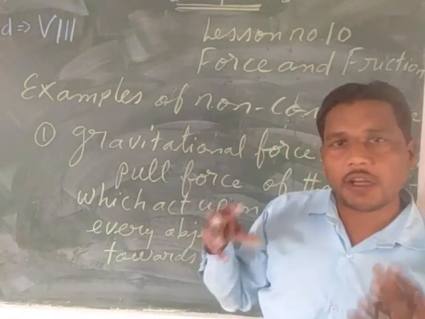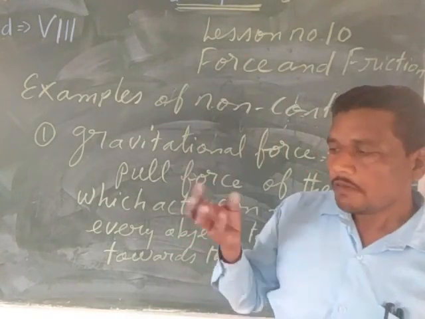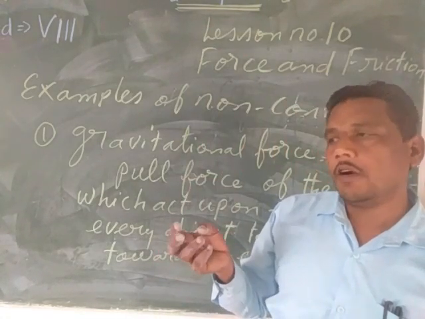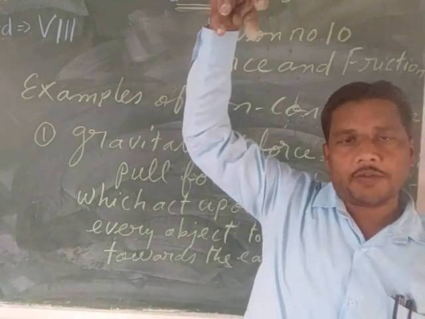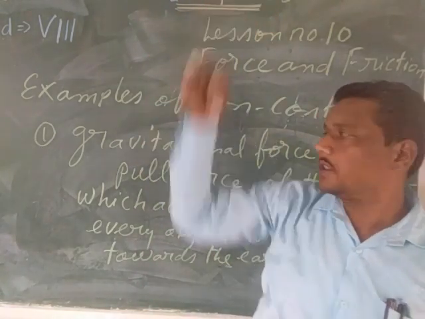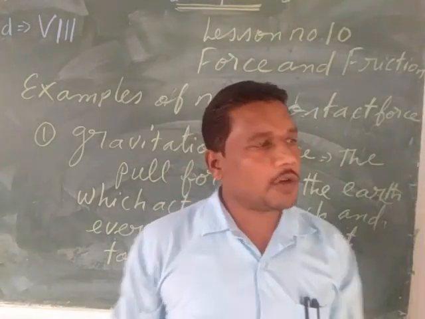It means the two bodies are not in contact with one another. The stone, apple or the mango are not in contact with the ground, but they are falling on the ground because the earth is pulling them from a distance. So that is also a type of the non-contact force.